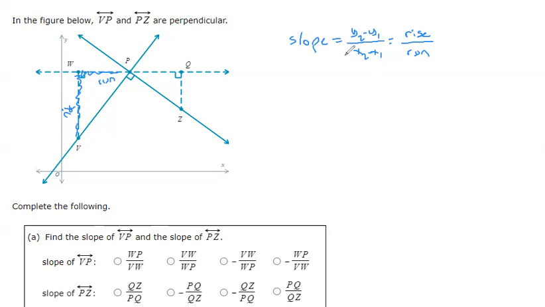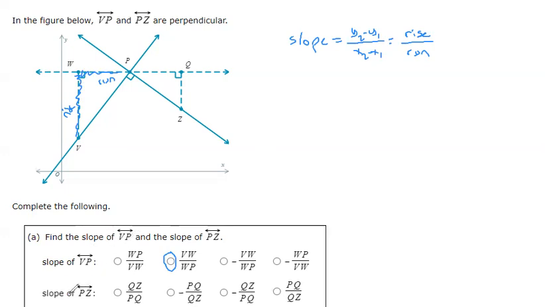But as I said, if you are using rise over run, you have to be careful. The sign should be determined by the given line. Since this goes upwards, it has to be positive, so we cannot choose these. So I have to choose VW, which is my rise, and WP is my run. And that's the slope of the first one.